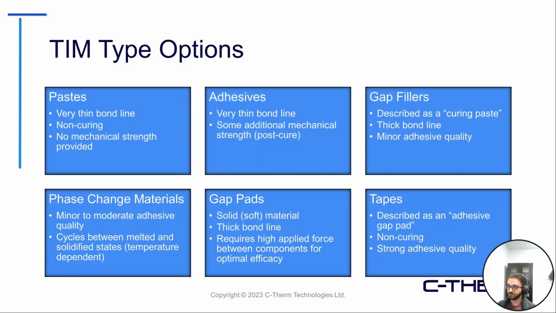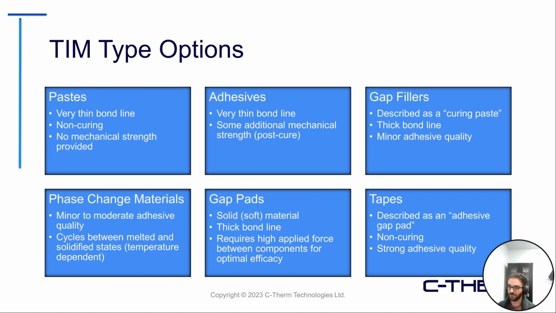Now, within these different thermal interface materials, there is also quite a range of different types. I have some examples on screen, but these can include things like pastes, adhesive materials, gap fillers, phase change materials, gap pads, tapes as well. These all carry different benefits, and can be applied depending on the application.